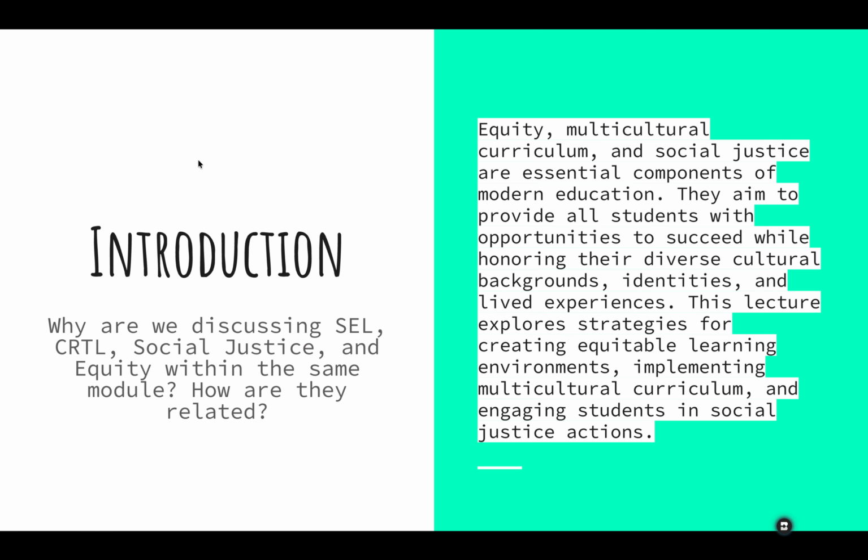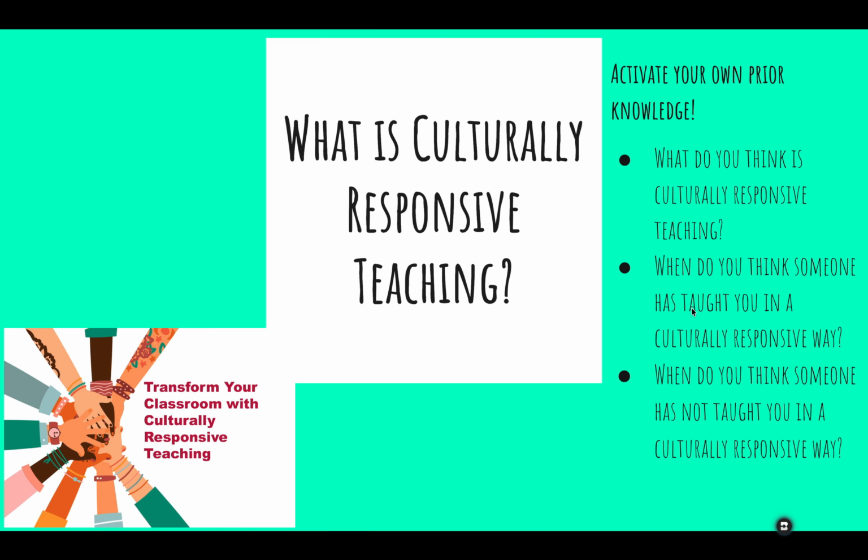So, introduction. Why are we discussing, for example, social emotional learning, culturally responsive teaching, social justice, and equity all within the same module, and how are they related? Equity, multicultural curriculum, and social justice are all essential components of modern curriculum, and they are important in order to really be able to create a curriculum that supports diverse cultural backgrounds, identities, and lived experiences.